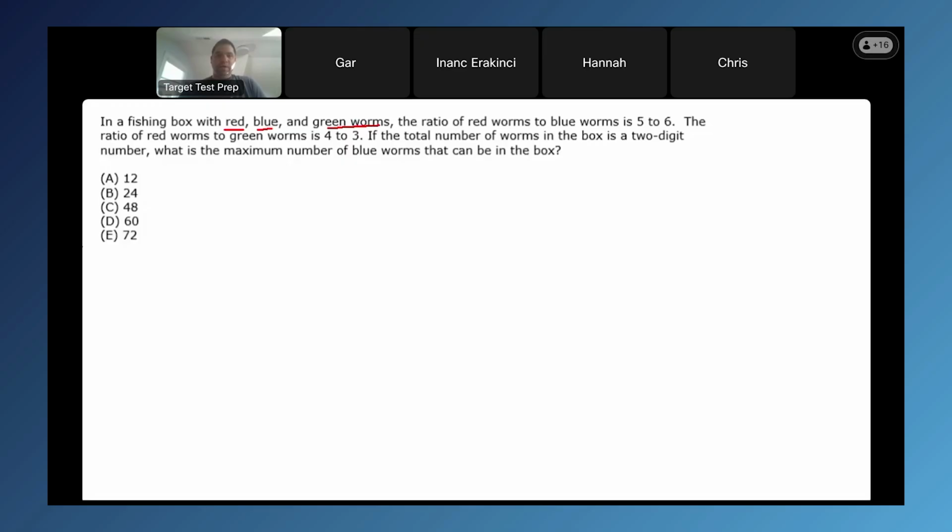And then what we're doing is coming up with, they're going to give us two different ratios at this point, and then it's a matter of how we deal with it, right? So we have red to blue, and we don't even have to use multipliers here. We can just write the actual numbers. It's 5 to 6. Red to green is 4 to 3.